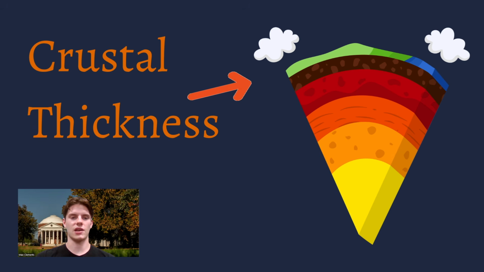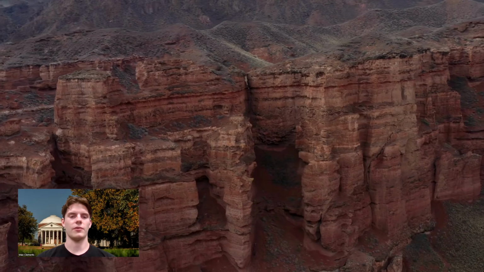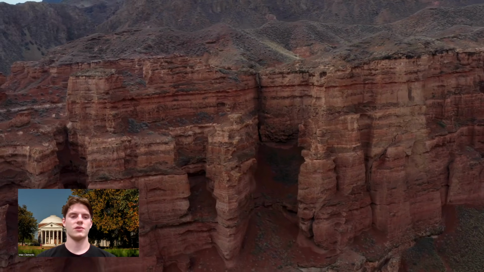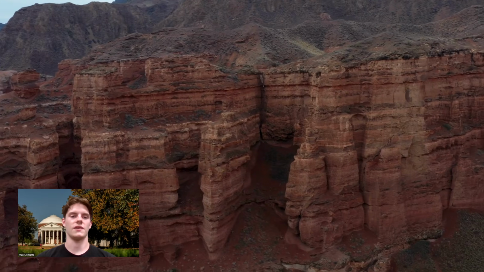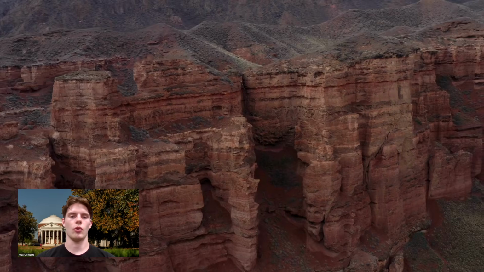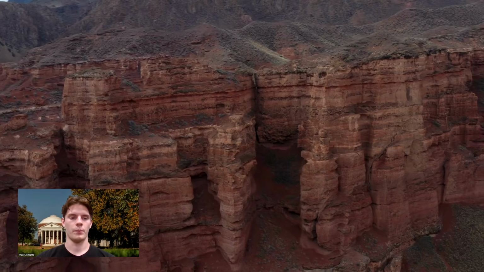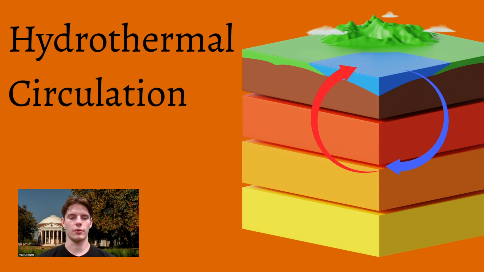Secondly, crustal thickness and composition matter. Thinner crust allows heat from the mantle to reach shallower depths more easily. The type of rock also plays a role. Rocks with lower thermal conductivity act as better insulators, potentially leading to steeper local gradients if heat is trapped beneath them.